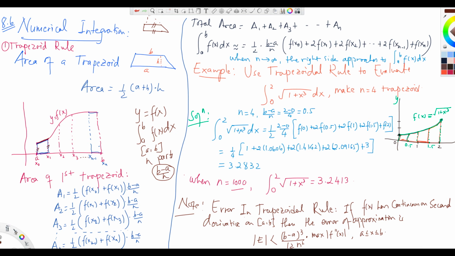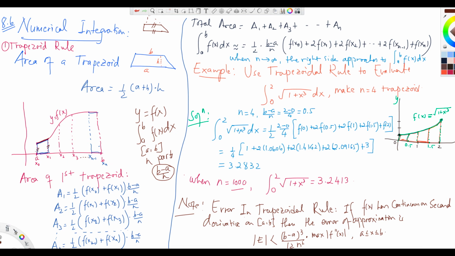This is f(x0), right? I denoted the first one by x0, and then x1, x2, x3, and so on. This is x(n-1), this is xn, because we are dividing into n equal parts. So I denoted x1, x2, x3, and so on. Okay, so the width is (b minus a) over n.